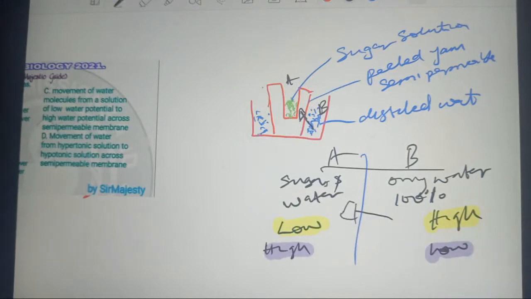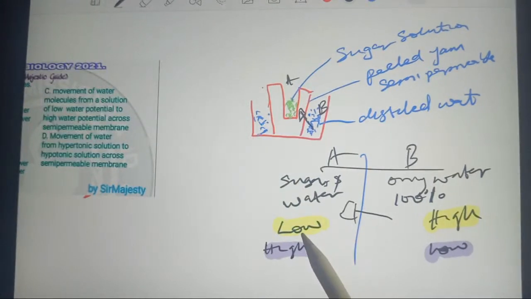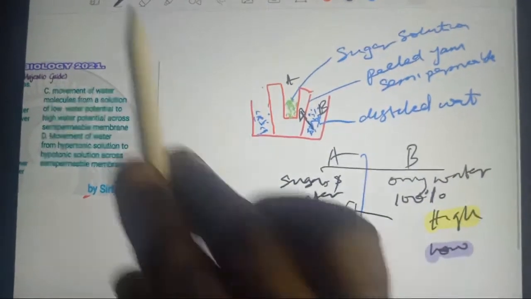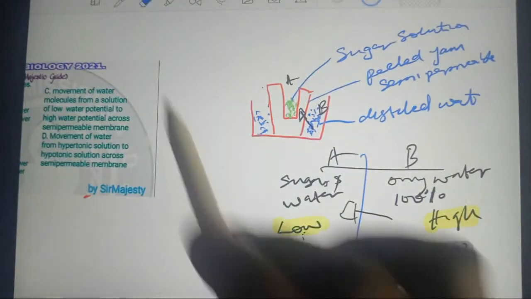So for you to define this, you can say that osmosis is the movement of water molecule from the region of higher concentration of water to the region of lower concentration of water through a semi-permeable membrane. So here is standing as a semi-permeable membrane.